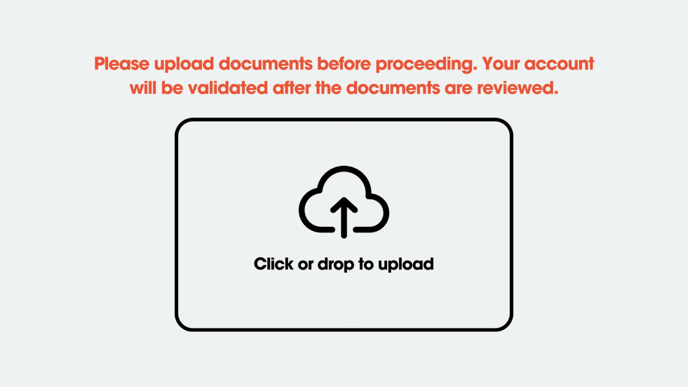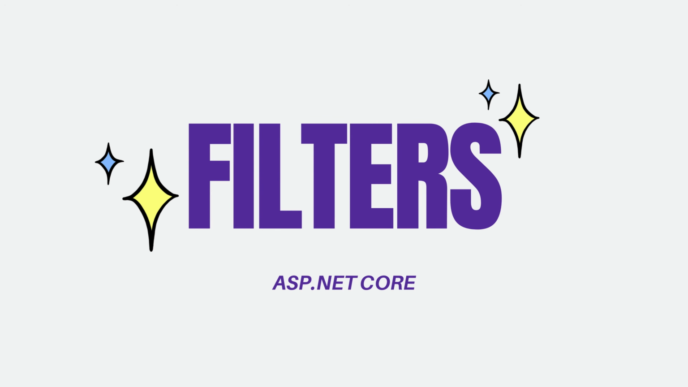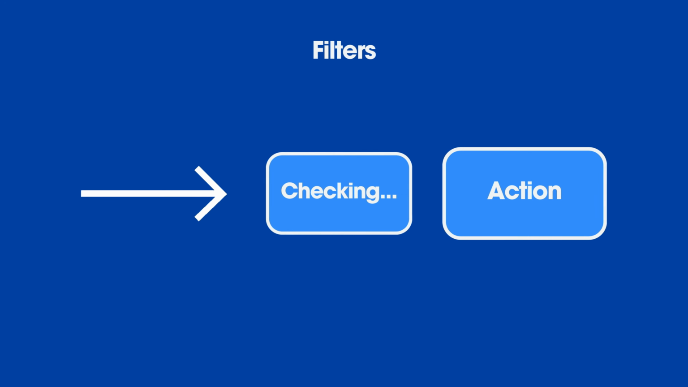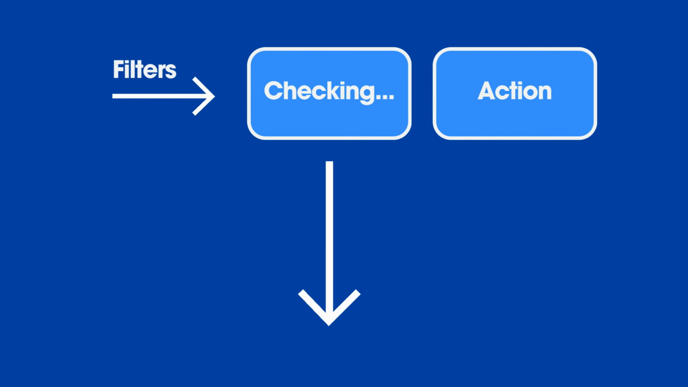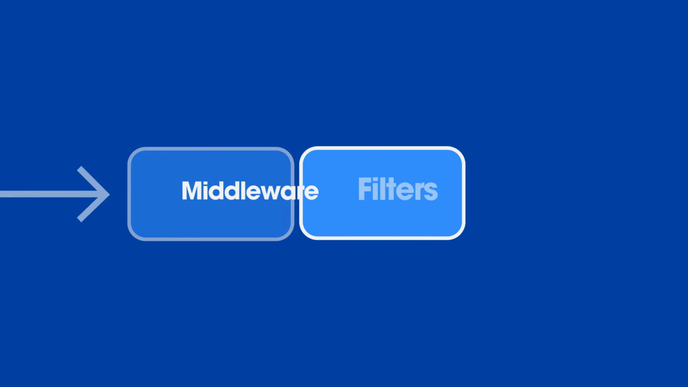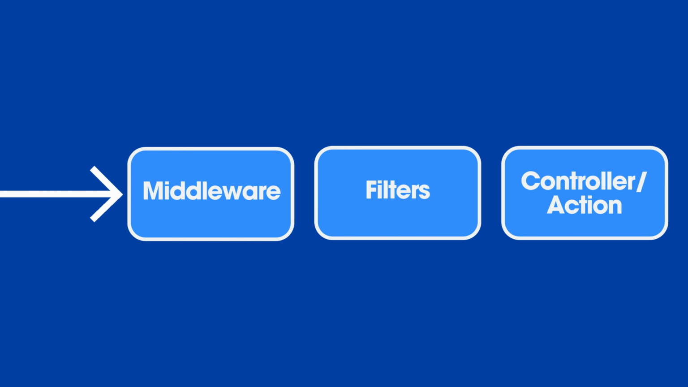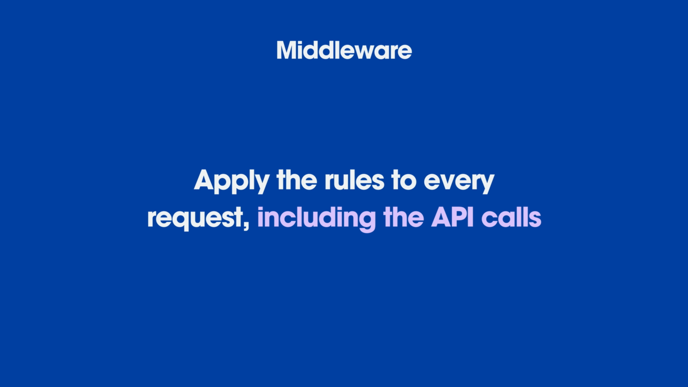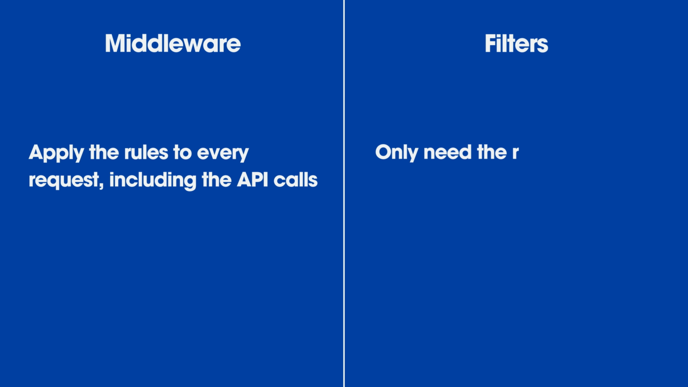For this specific scenario, besides middleware, we can also use filters in ASP.NET Core to achieve the same goal. Filters run before an action executes, so if we use a filter, it will check the condition first and redirect users if they haven't submitted the document. Middleware, on the other hand, runs before the request even reaches the controller or action. So, middleware is a better choice if we need the rule to apply to every request, including the API calls. However, if we only need the rule for specific controllers or actions, while allowing APIs or other parts of the app to bypass it, then a filter is the better option.